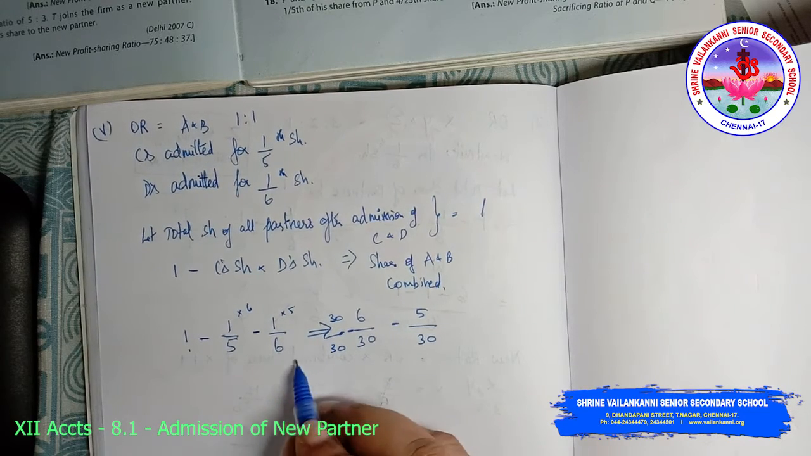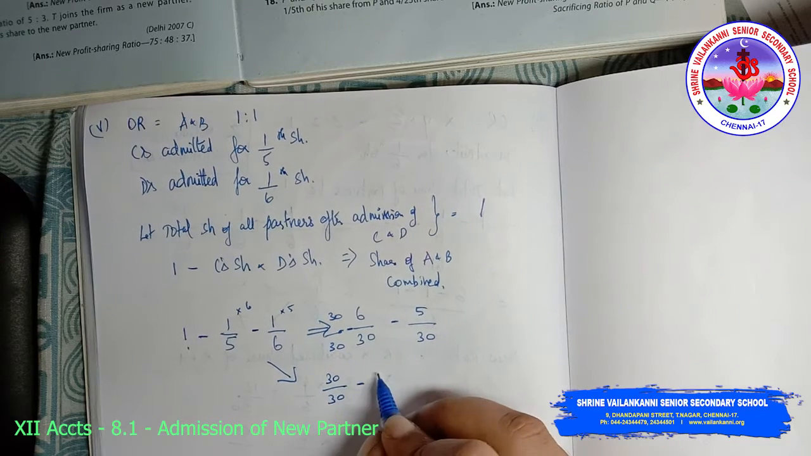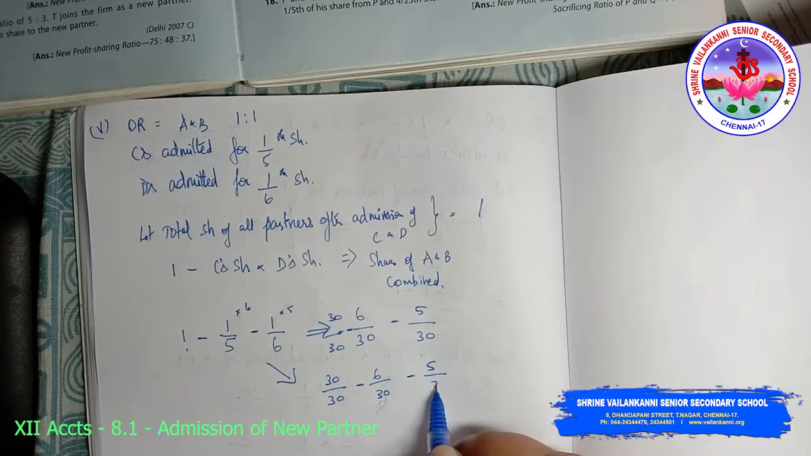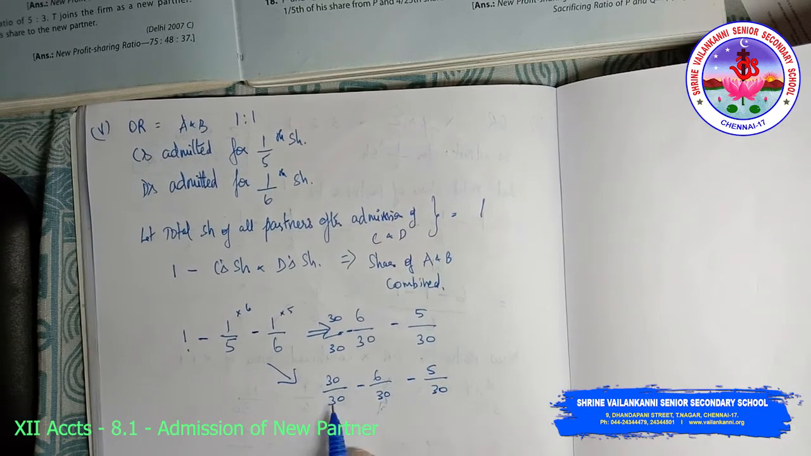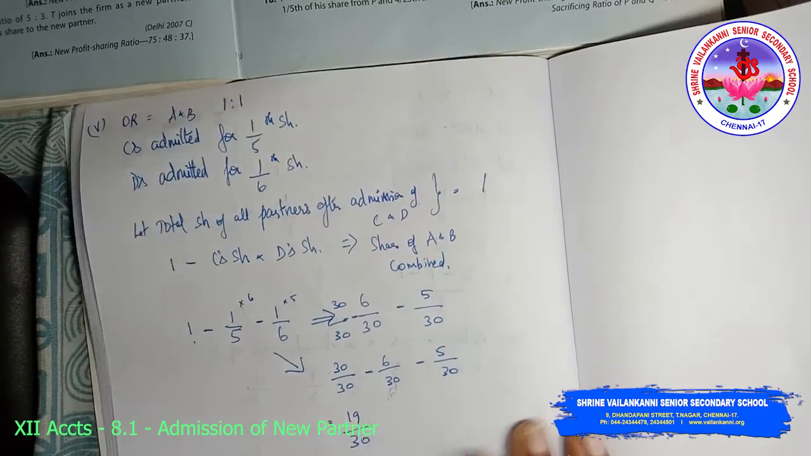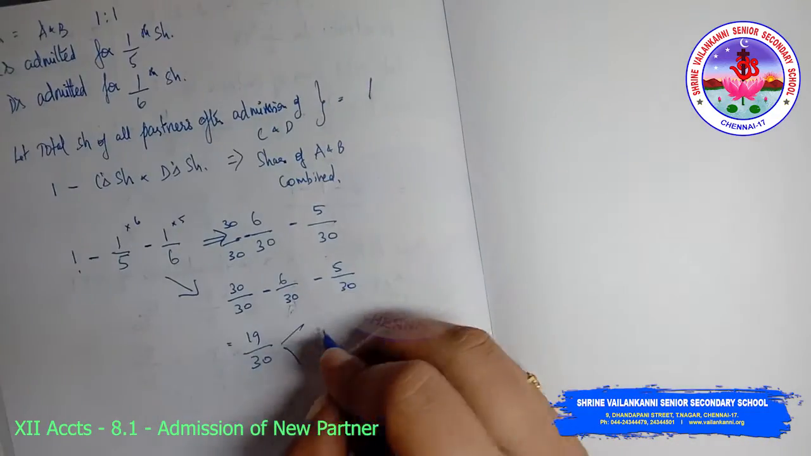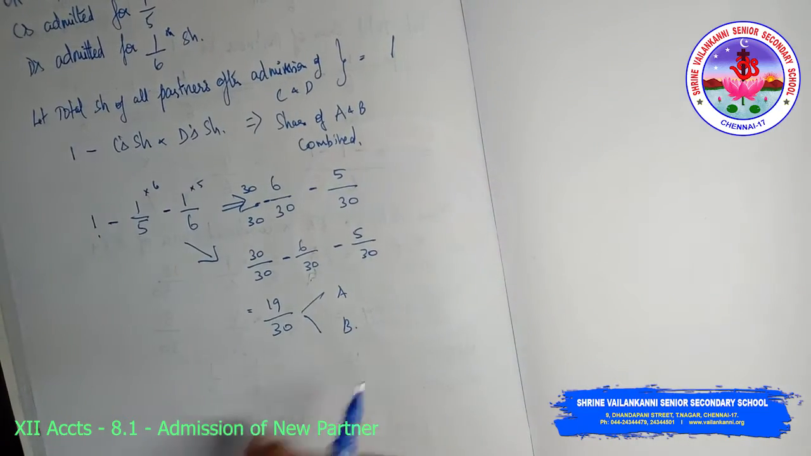Okay, so what I'm doing, I'm just doing it again: 30 by 30 minus 6 by 30 minus 5 by 30. So it is 30 minus 11, which is 19 by 30. This is the combined share of A and B. But we need to segregate how much is A and how much is B.